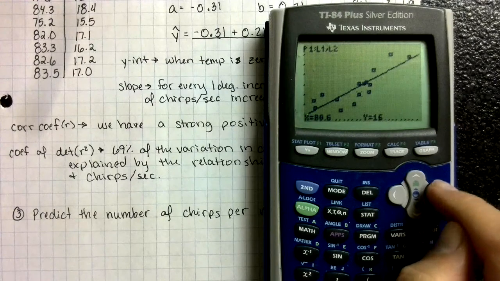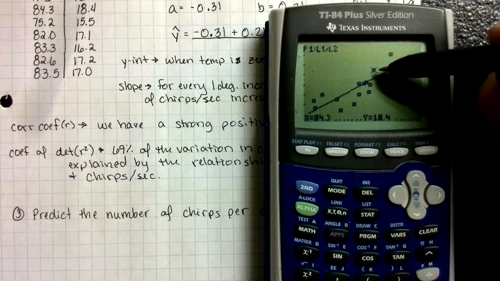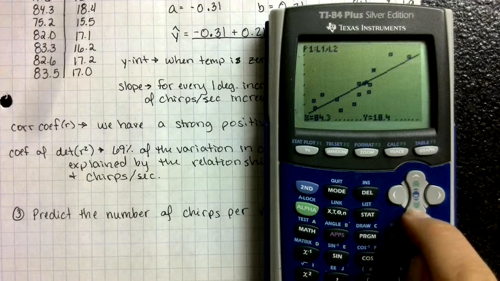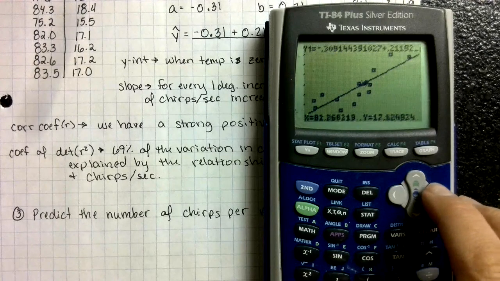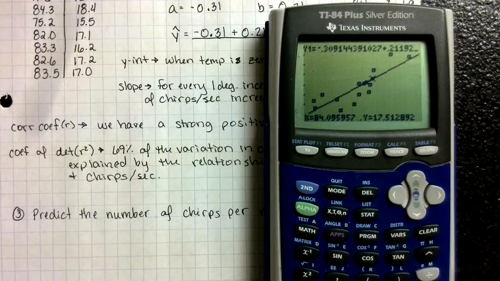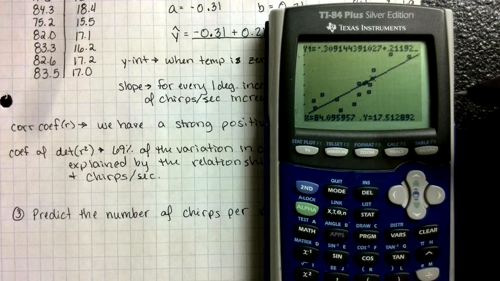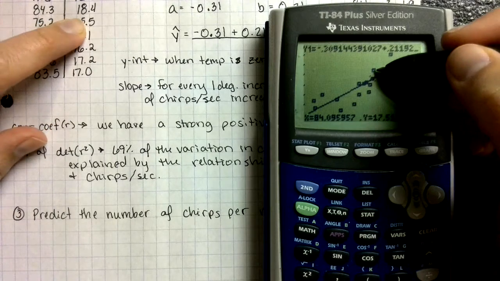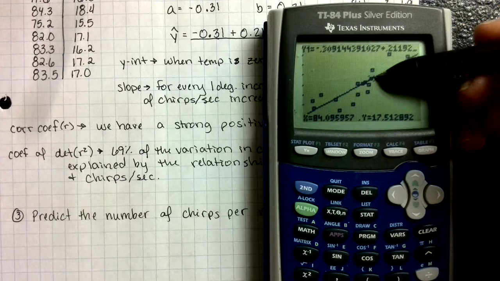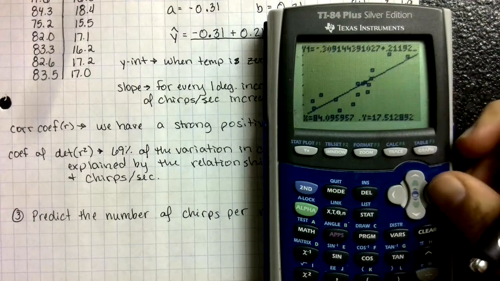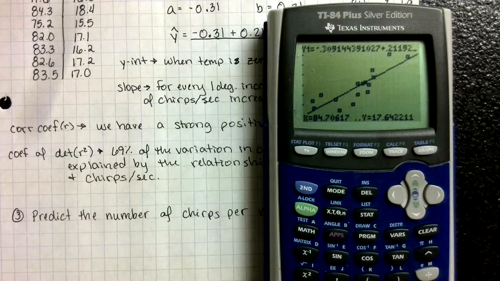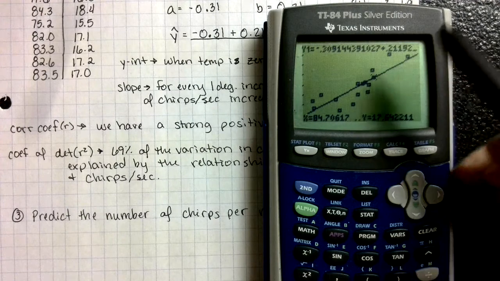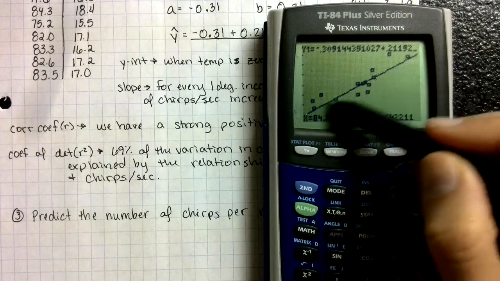Now, what happens, let me get to a point where there we go. So right here at 84 degrees, we saw 18.4 chirps per second. Now, if I hit my down arrow, I'm now on the line, and I want to go to about 84. So when we recorded data at this 84 degrees, we saw 18.4 chirps per second, but our model predicts that we should only see about 17.5 chirps per second. So this shows you the difference in the actual values and then the predicted values. So the line represents the predicted values.